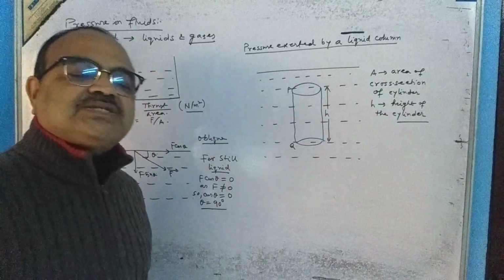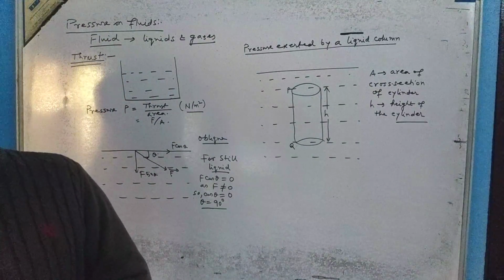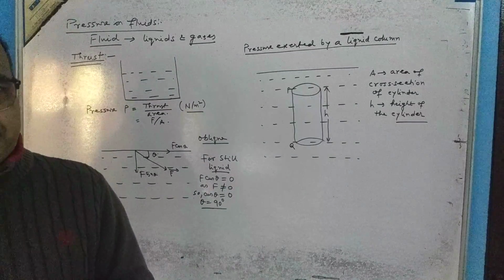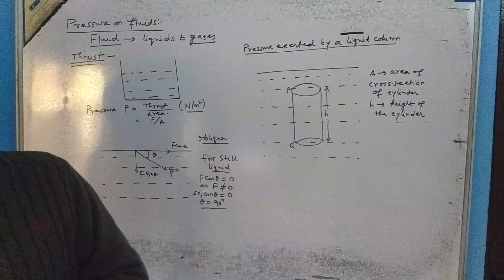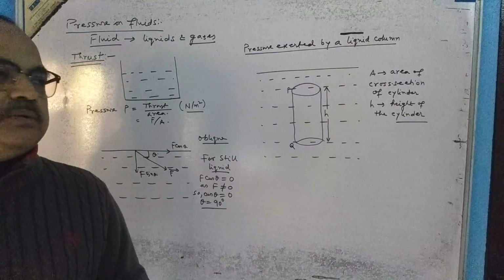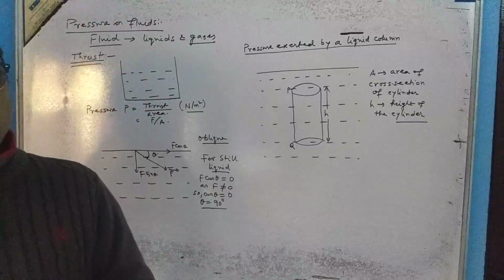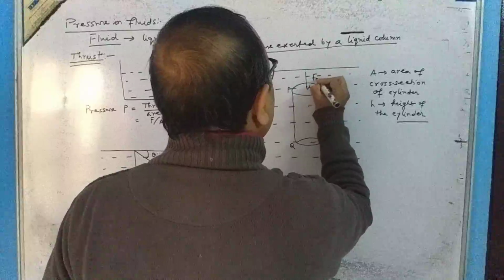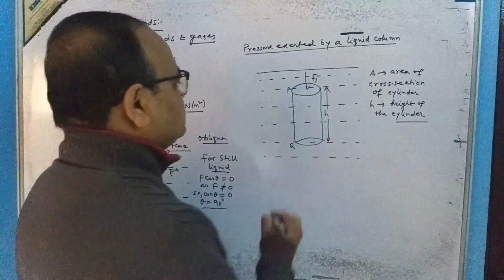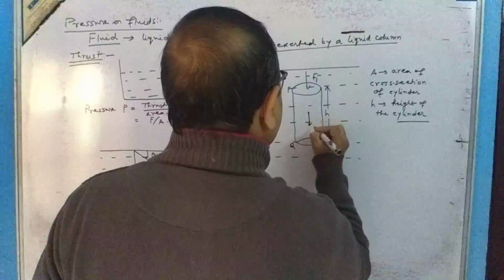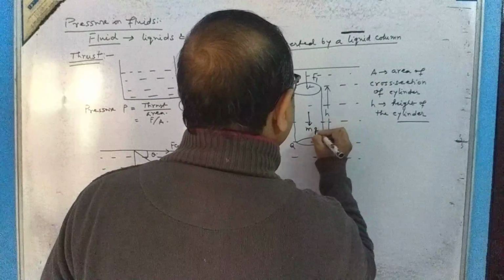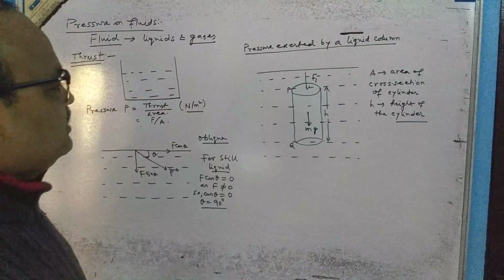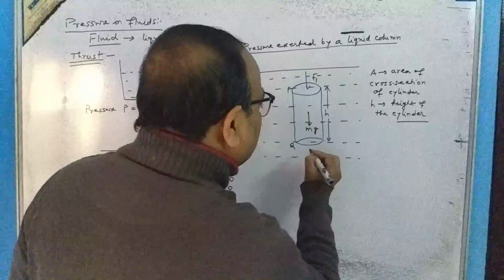Now see, if I ask you what are the different forces acting on this imaginary cylinder? This imaginary cylinder is containing the liquid. You will say, one force will act like this, that is F1 by the liquid on the upper side. Another is mg, the weight of the liquid column, and these two forces are in the downward direction.